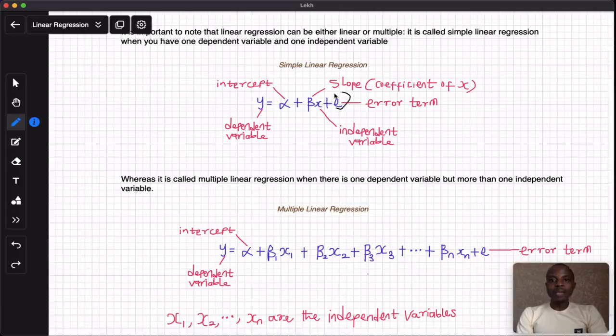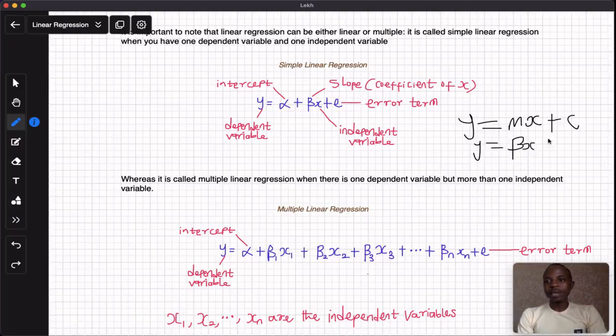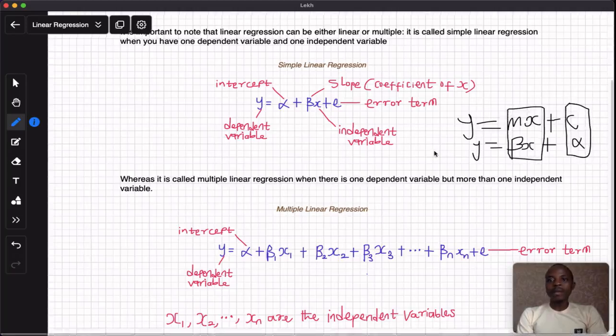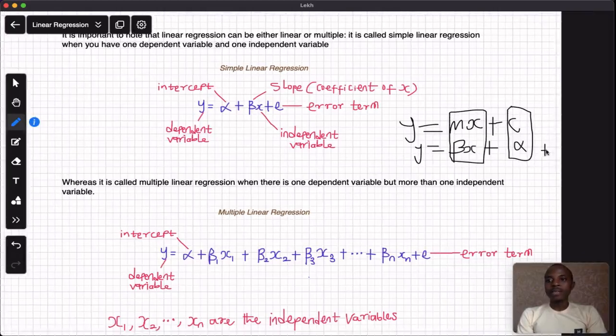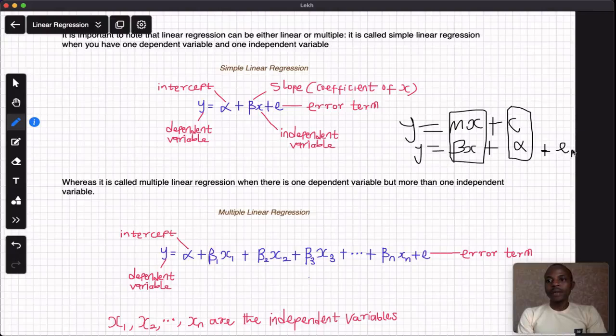And don't forget, there is a term here that we have added that is called the error term. You don't find that in your linear equation, y equals mx plus c. And so that's the difference here. If you look at this very closely, you find out that, just turning it a bit, what we have written here is just putting this here, bx plus alpha. So these two are the same, but there is an added term. That's why I call it an extension of the linear equation.